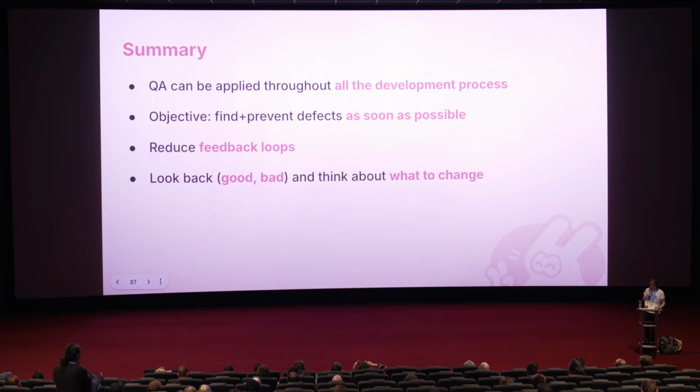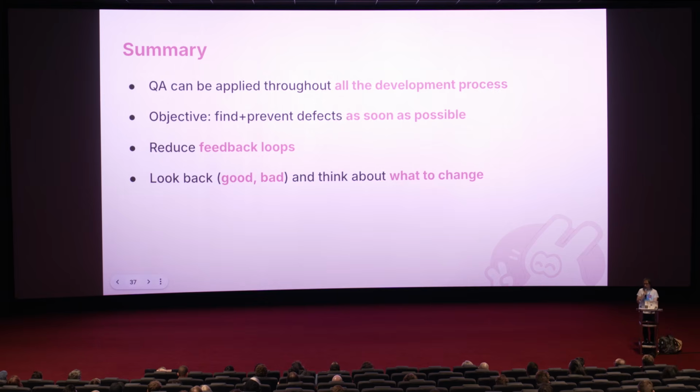Okay. So a quick summary of what we learned here. We learned that QA can be applied throughout all the development process. We learned that the objective is to find and prevent defects as soon as possible. We do that by reducing feedback loops. And in order to reduce feedback loops, we can apply this framework of looking back, noticing the good, the bad, and then proposing things to change to improve the situation, right?